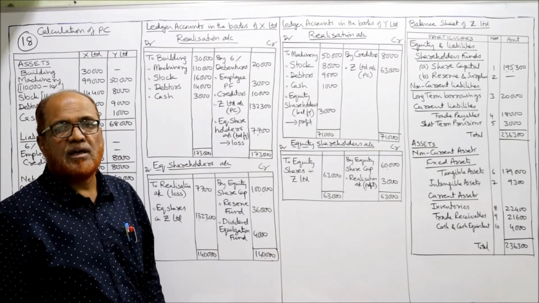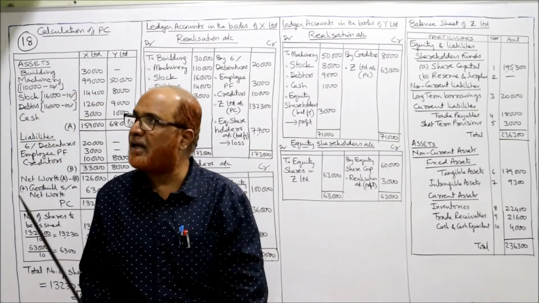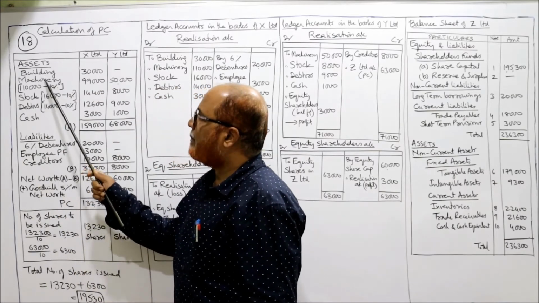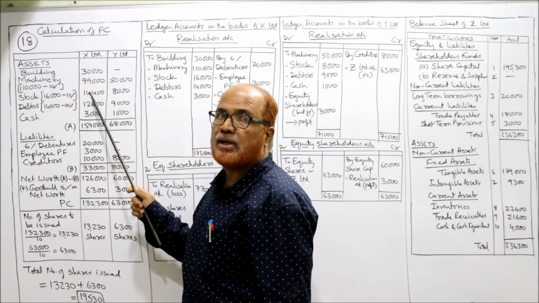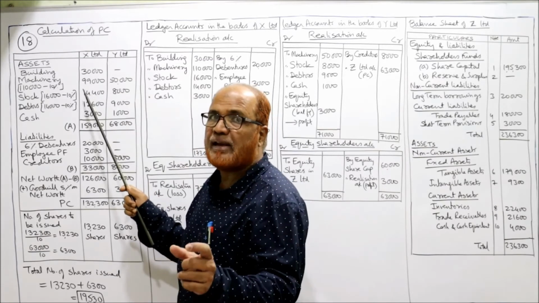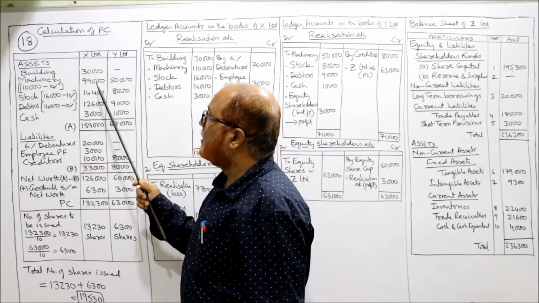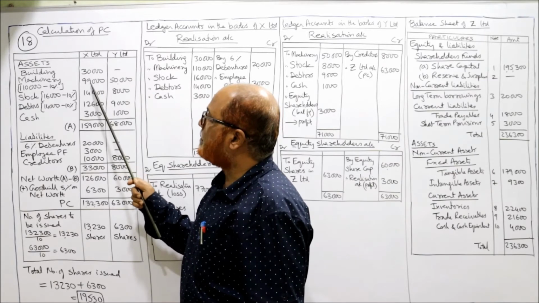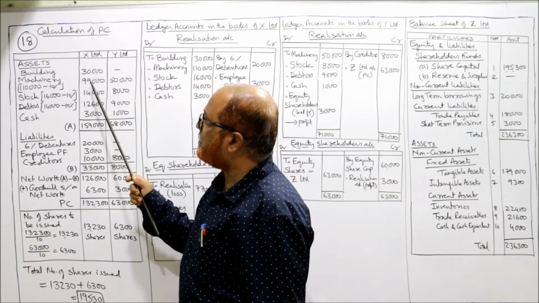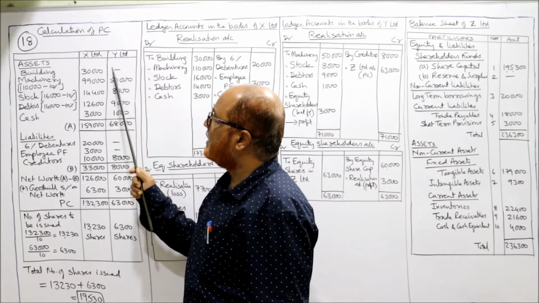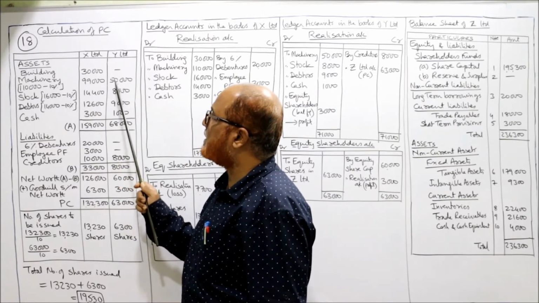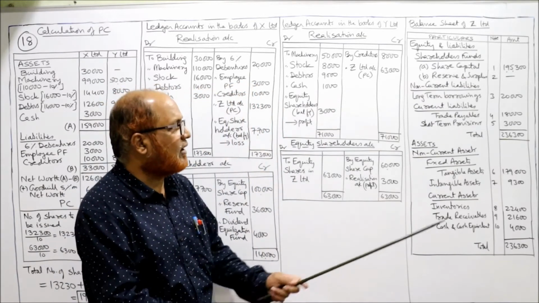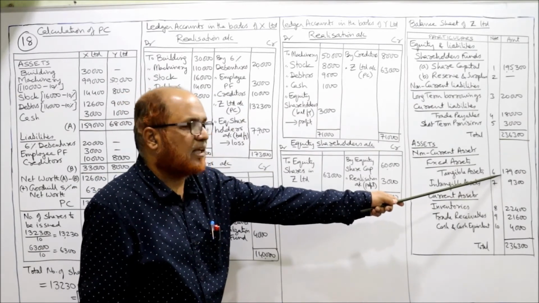Tangible assets. In tangible assets, we take building and machinery. Building and machinery. The present value, the agreed value we should take, not the book value. Balance sheet values नहीं लेंगे, बल्कि agreed value. यहाँ पर कितना हो गया? 30,000 plus 30,000 plus 99,000 plus 50,000. ये तीनों को ऐड कर ली. 30,000 plus 99,000 plus 50,000. तीनों का agreed value मिला लो, you get 1,79,000.